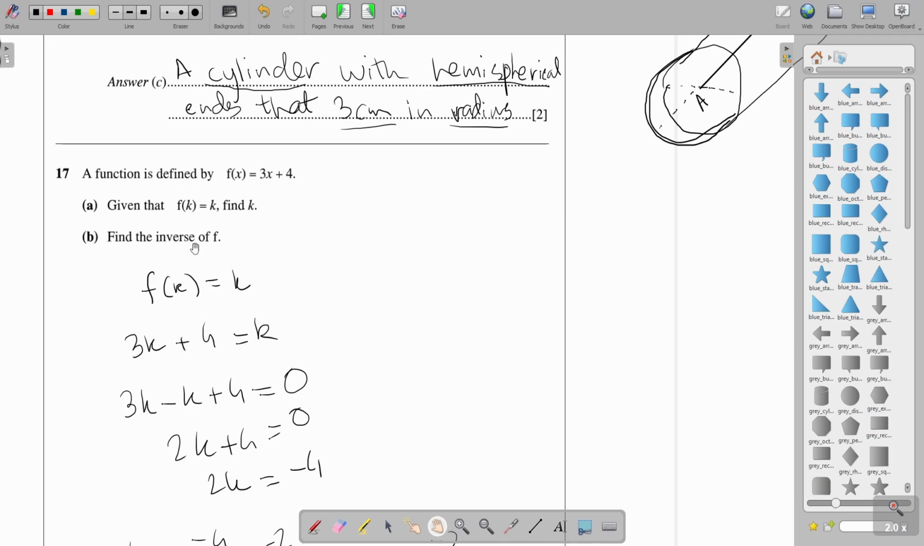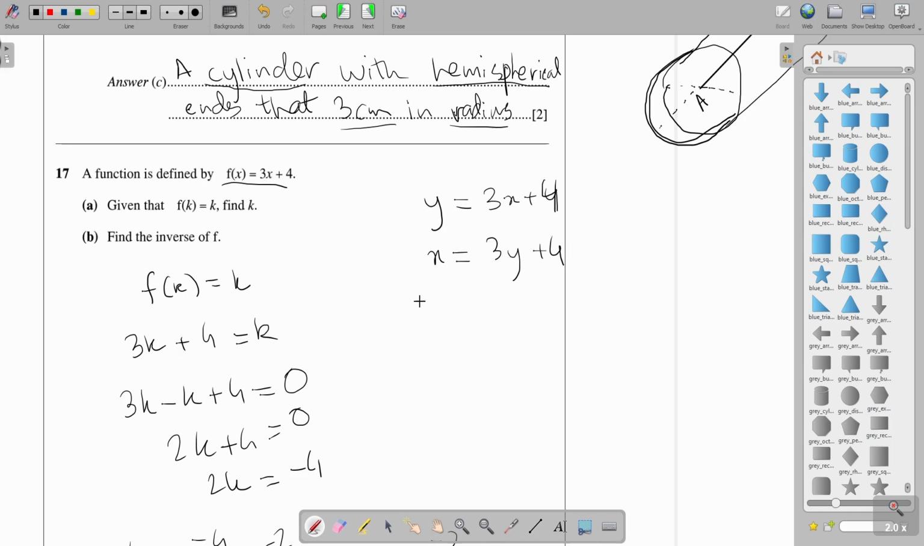All right, find the inverse of f. Now, to find the inverse of a function, simply what you should do is write it as this: y is equal to 3x plus 4. Exchange y and x. So basically exchange the positions of y and x, and then make y the subject. Or you could do the same, but say f of x instead of y, but make y the subject.